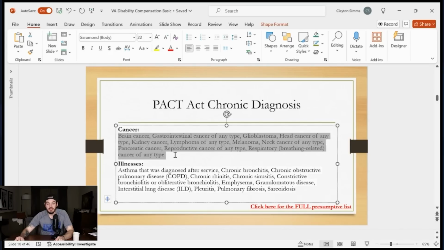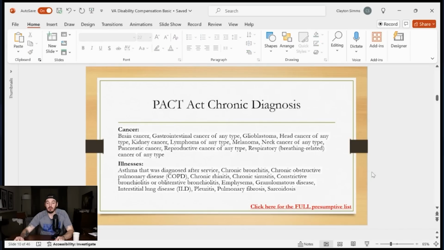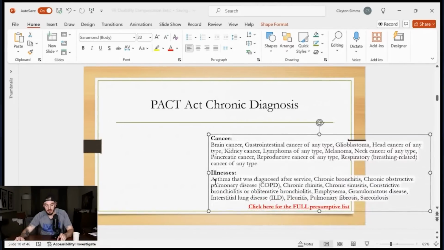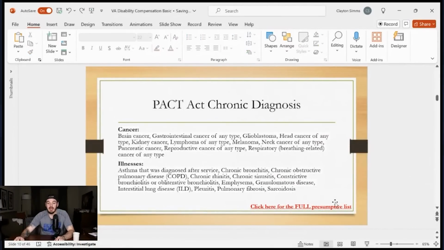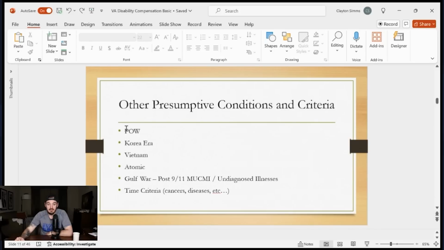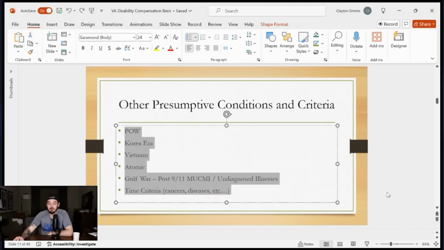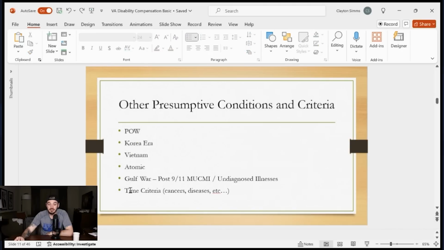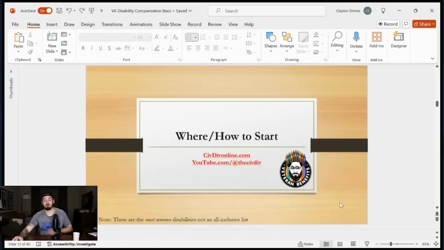And all I did was copy and paste the cancers for Gulf War and post 9/11 and the illnesses for Gulf War post 9/11. Oopsies. But that link here shows you the full list of those presumptives. So if that's you, you're going to want to check that out. Okay. And then there are many other presumptives. This is time location based. There are cancers based on time criteria, diseases, many more like tinnitus and hearing loss within 1 year.